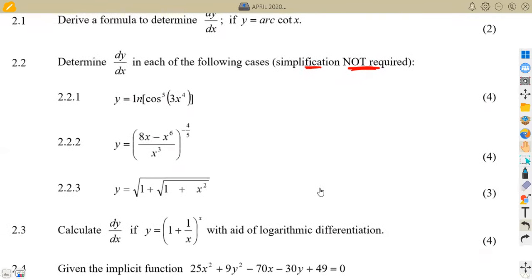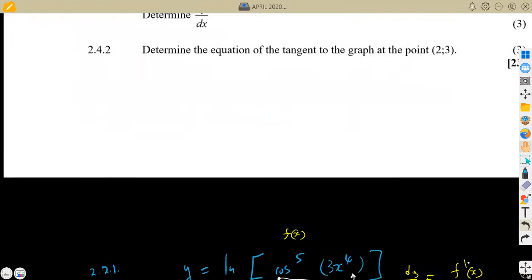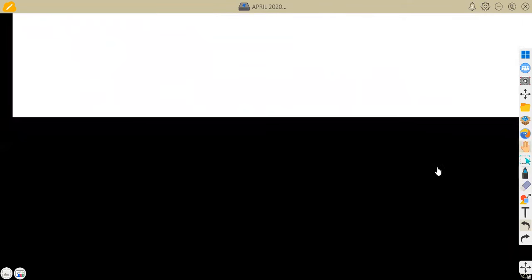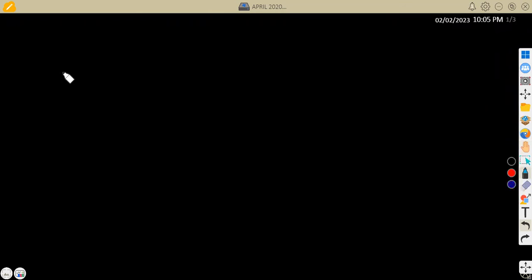Then we move on to 2.22. Again, it is the derivative without simplifying further. Just find the derivative as it is, direct. That is what the question is actually asking us. So this is question 2.22. So remember that y was equivalent to 8x minus x to the exponent of 6 over x to the exponent of 3, and everything to the exponent of negative 5 over 4.